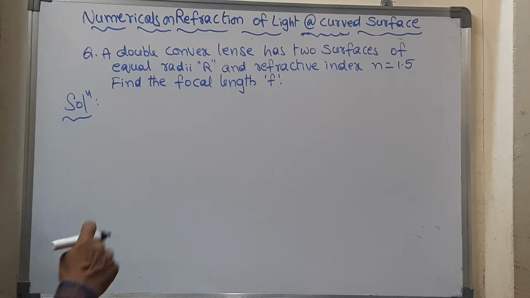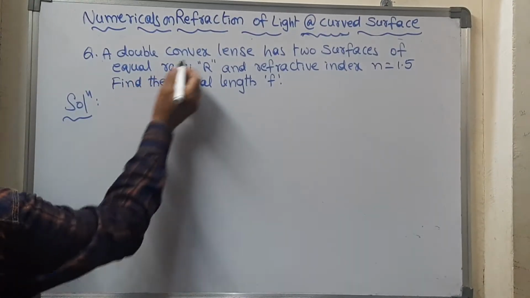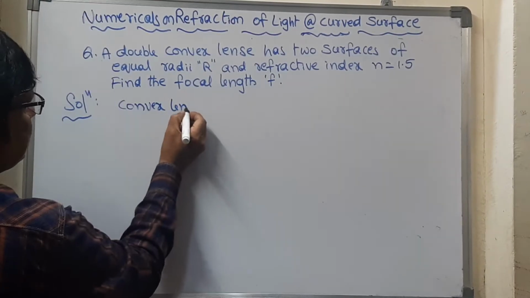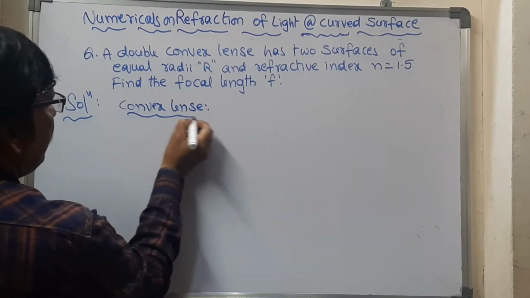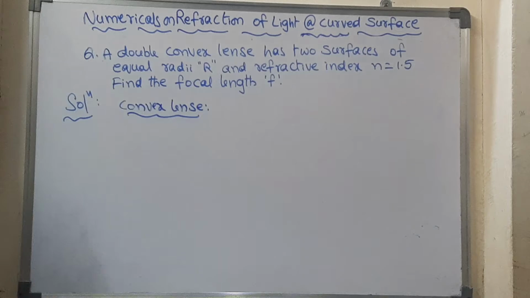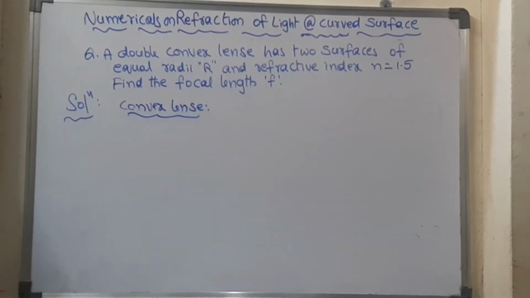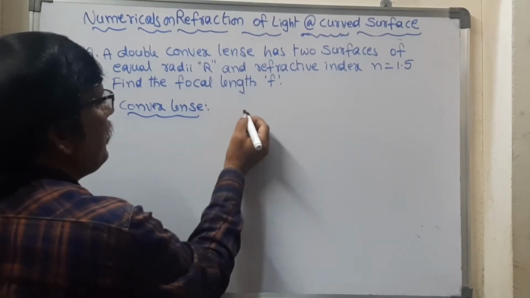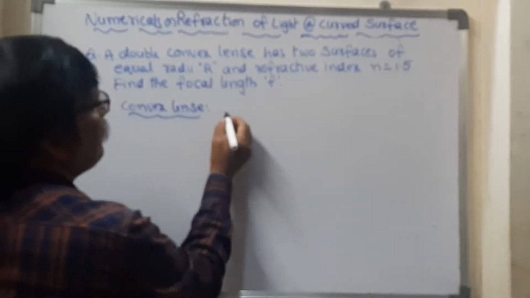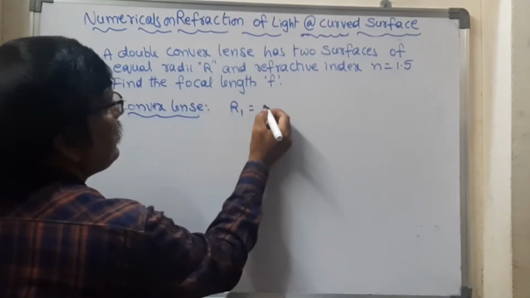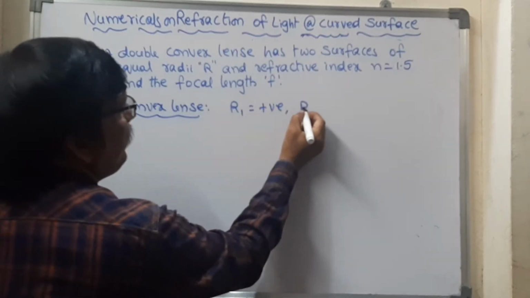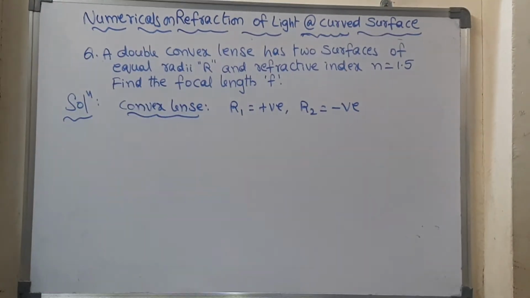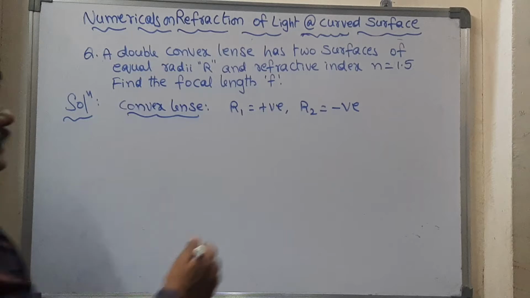So first we have to see which lens is given. That is a convex lens. Here it is said about the radius of curvature, two radii of curvature. According to the sign convention, for a convex lens, R1 is positive and R2 is negative. R1 is equal to positive, R2 is equal to negative. How is it? Very simple.